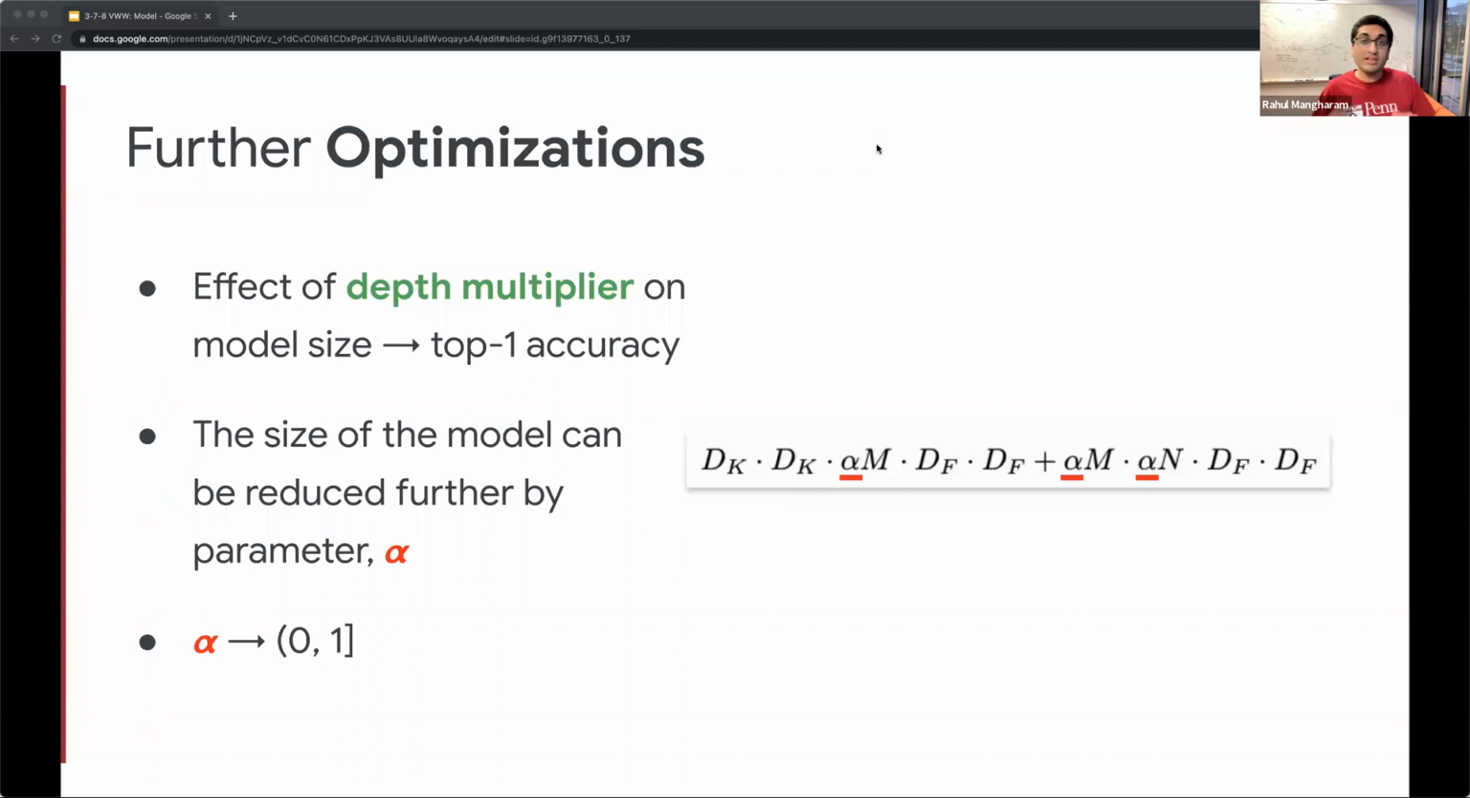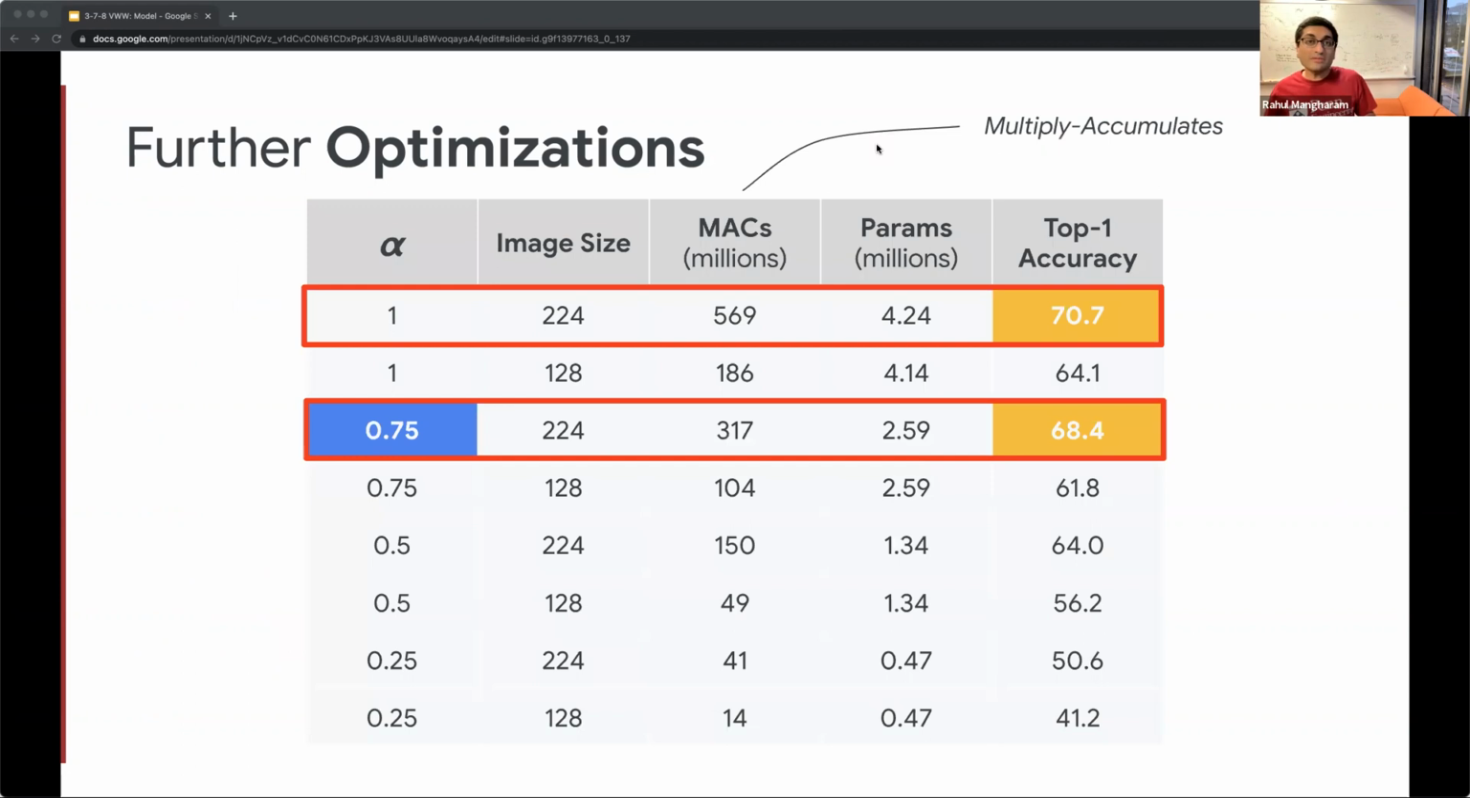So reading has more detail, but the critical message is that you can control this parameter alpha between 0 and 1. And this has a great benefit in terms of cutting down both the size of the model as well as the computational requirements from the model. Now, this table over here shows you a variety of different pieces of data. Let me walk you through it.